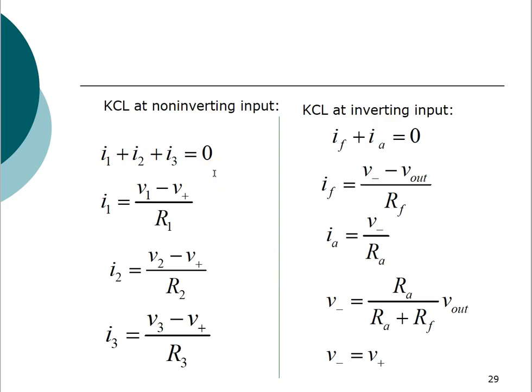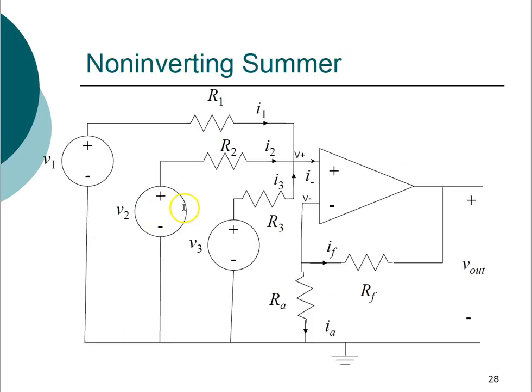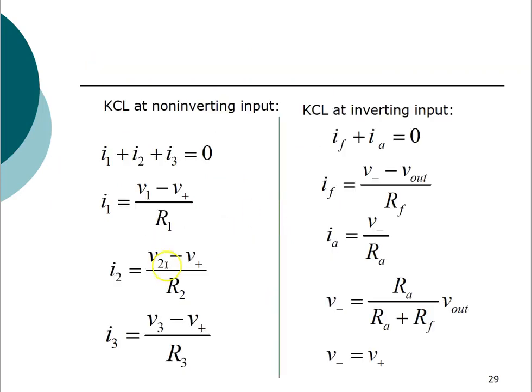So I1 plus I2 plus I3 equals 0 at the non-inverting input. So I1 is V1 minus V plus upon R1. So you understand this thing. We have this V1, so V1 minus V plus upon R1, V2 minus V plus upon R2, and V3 minus V plus upon R3. That's the same thing you have got.